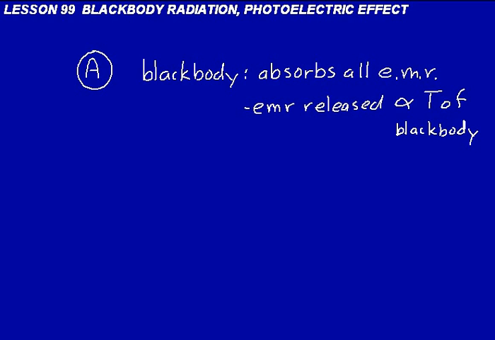Max Planck used an ideal black body to come up with his formula E equals h times f. And it also helped him come up with the idea of a photon of light, basically, or a photon of EMR. Albert Einstein used Planck's studies on blackbody radiation to help him come up with the photoelectric effect.